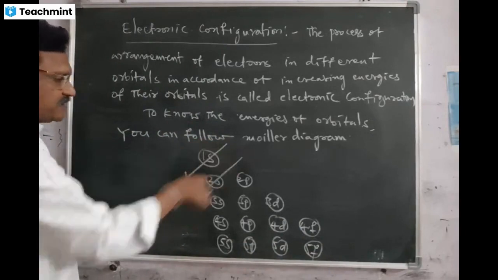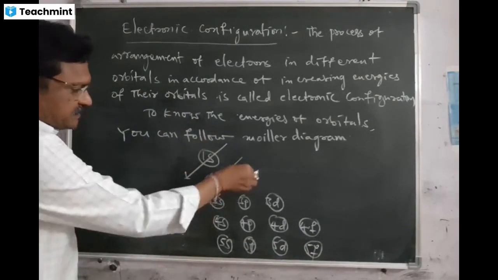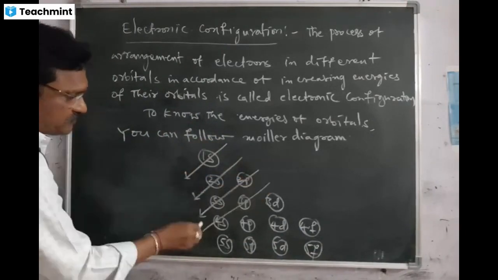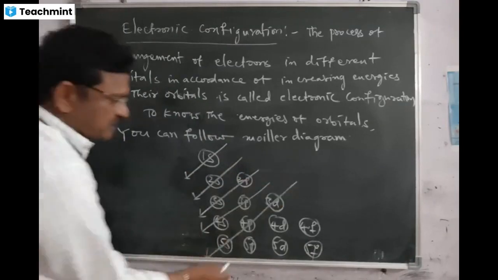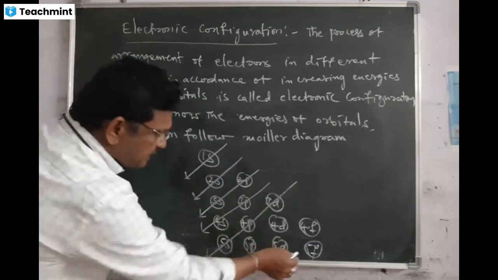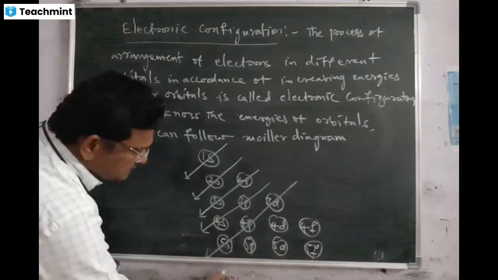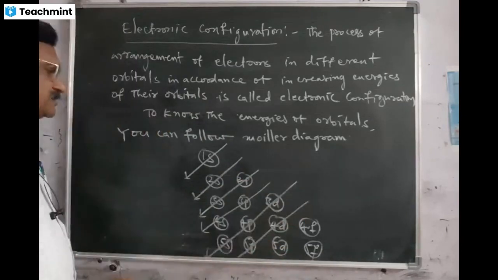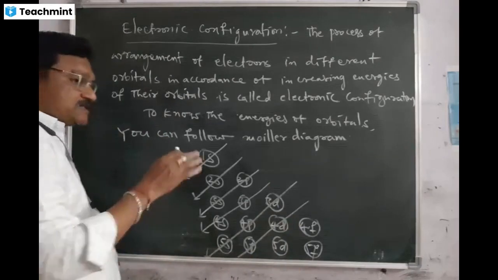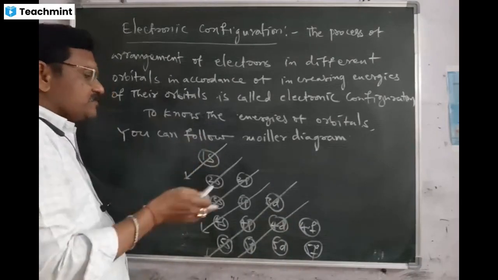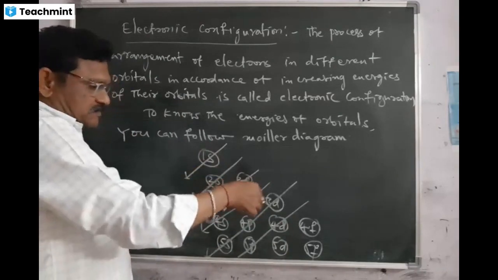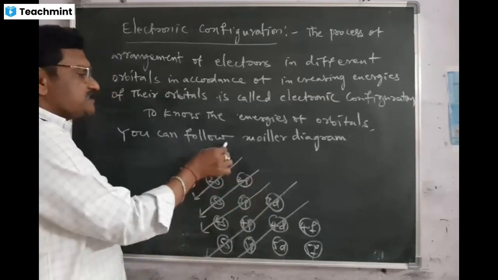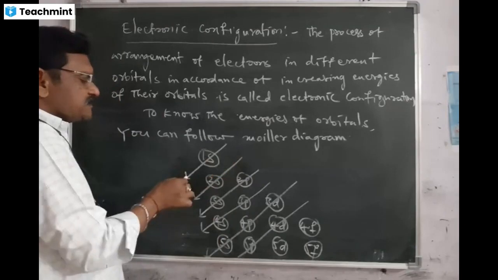1s, 2s, you can cross over this. Then in the second step you can cross over 2 orbitals. In the third step you can cross over 3 orbitals. That means here 5s, 5p, 5d, 5f are there, and below, 6s is there. To understand the energies of these orbitals, you cross over like this. This is the tail, and this is the head.